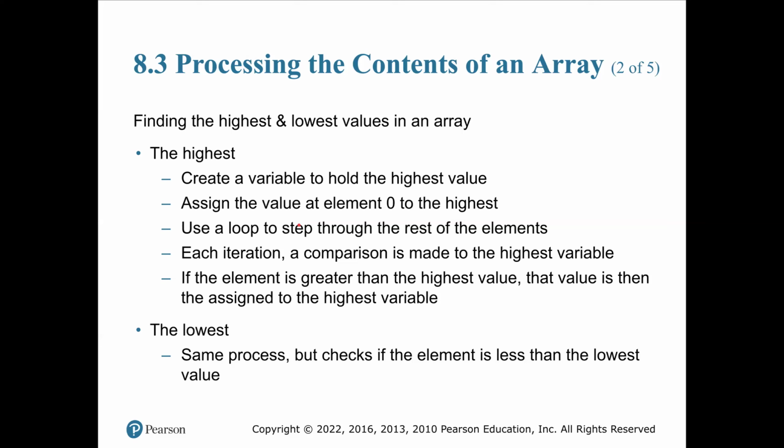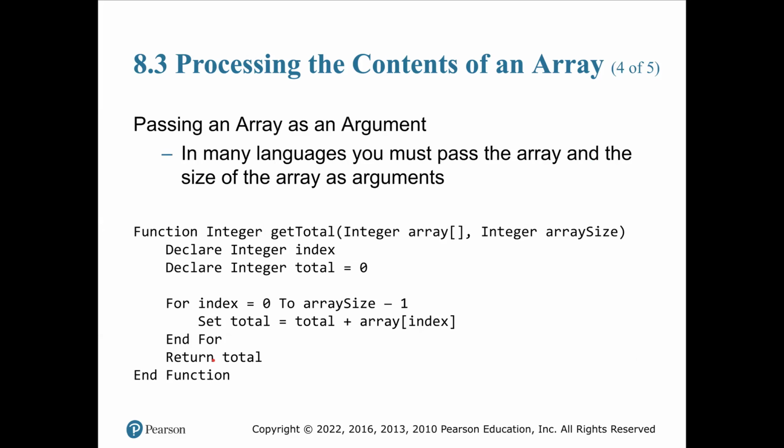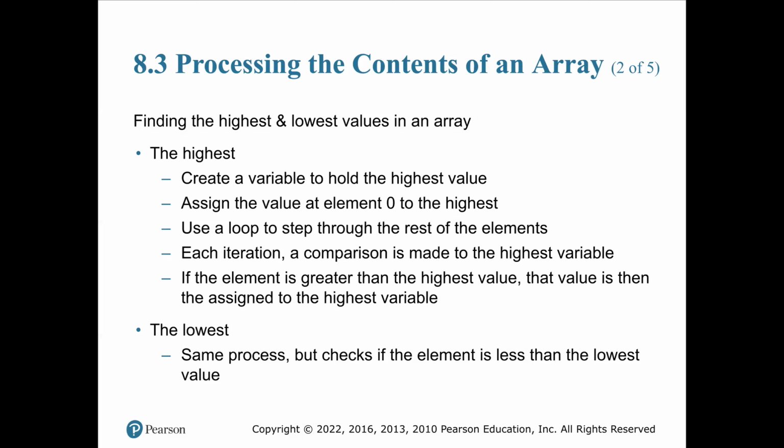So 0 or a big negative or a big positive number might not be valid in the context of the array. So I always want to assign the value of element 0 to the highest, and then you just use a loop to step through and compare if it's higher or lower, etc. We'll see an example of this later.